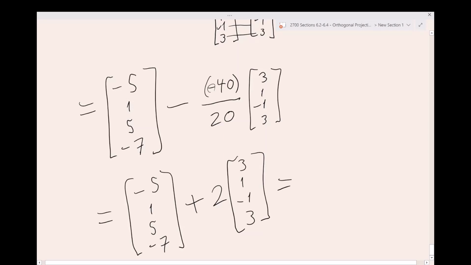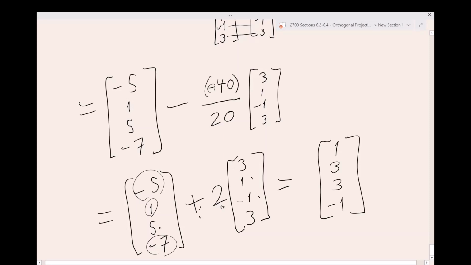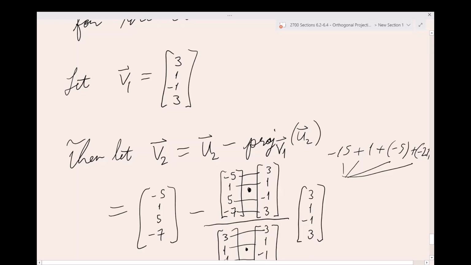So I've got negative 5 plus 2 times 3, which is negative 5 plus 6, so I'm getting 1. Then 1 plus 2 times 1 is 3. 5 plus 2 times negative 1 is 5 minus 2, that's 3. And negative 7 plus 2 times 3 is 6, so negative 7 plus 6 is negative 1. There we go. So let's recap what we had. As my v1, we just reused the first of the old vectors.